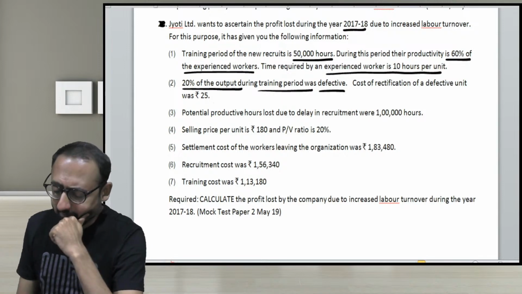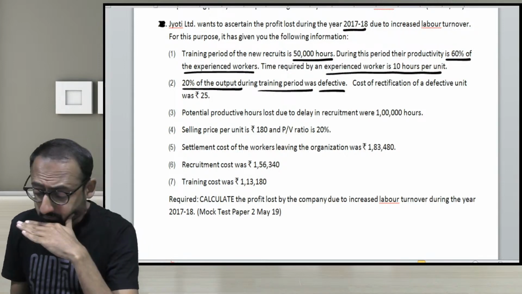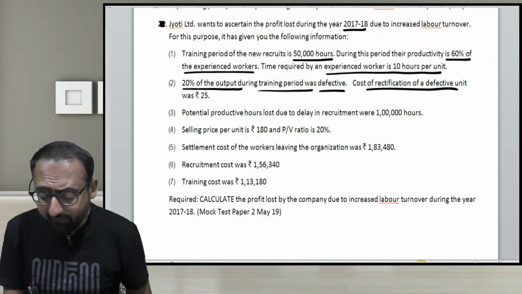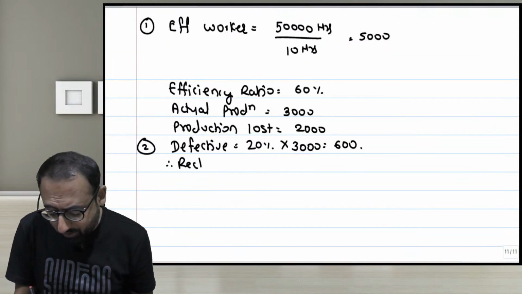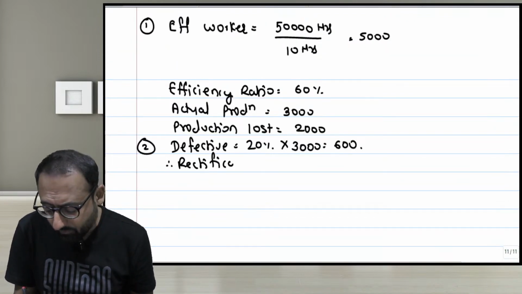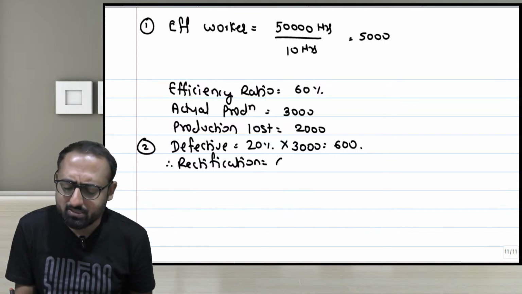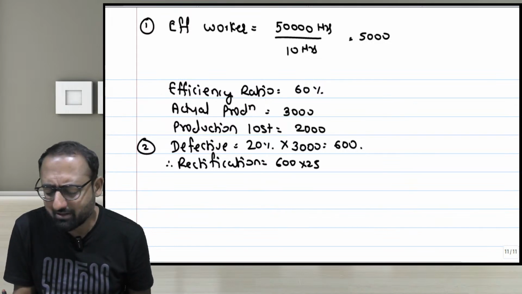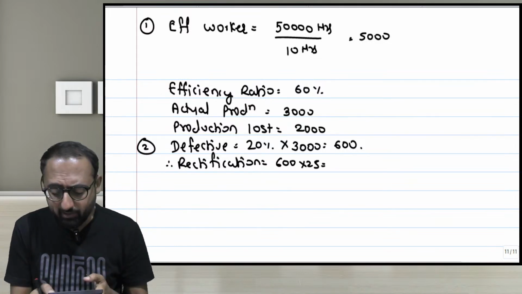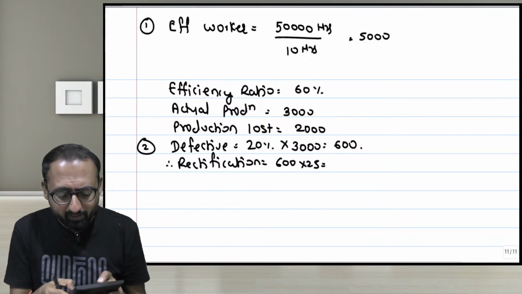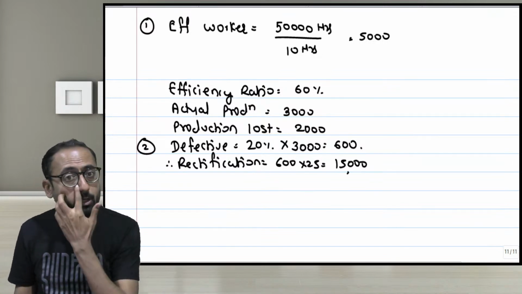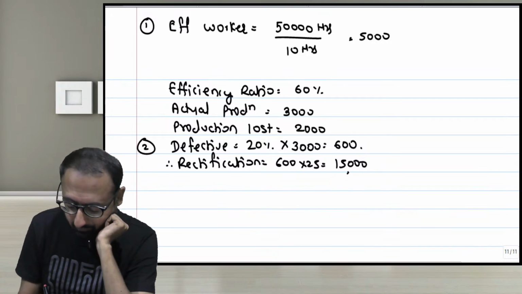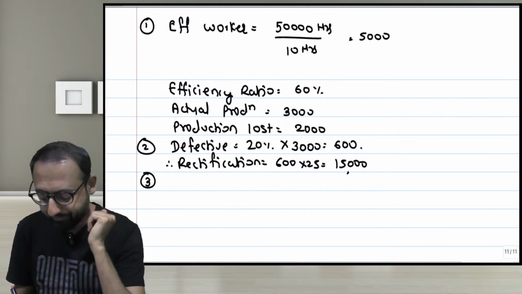And you can check that. Sorry. Rectification cost is 25 rupees per unit. So rectification cost will be 600 multiplied by 25. Sir, this is because of the labor turnover. So 600 multiplied by 25, your answer will be 15,000. Prabhu, your answer will be 15,000. Chalo, let's read ahead.